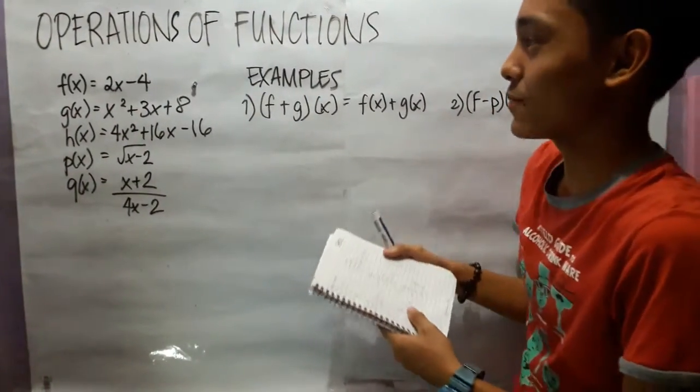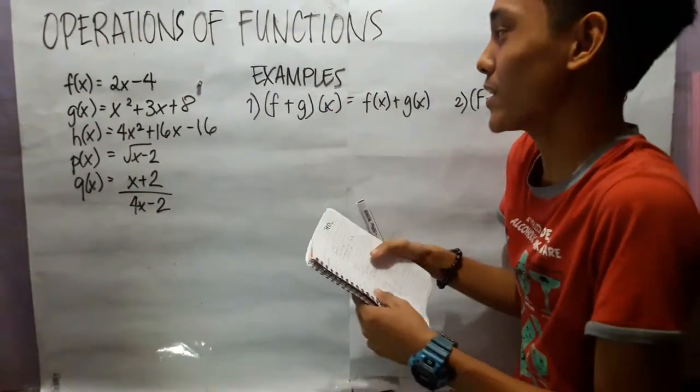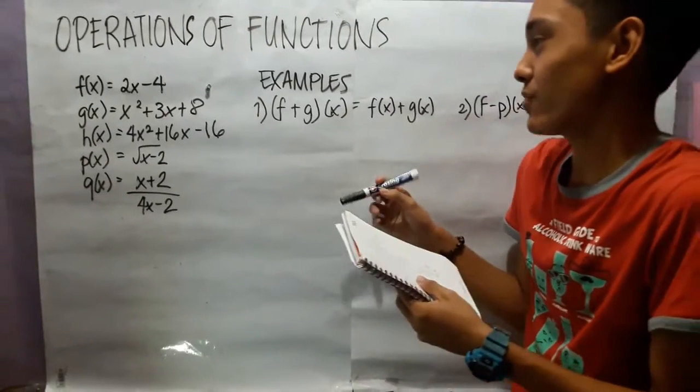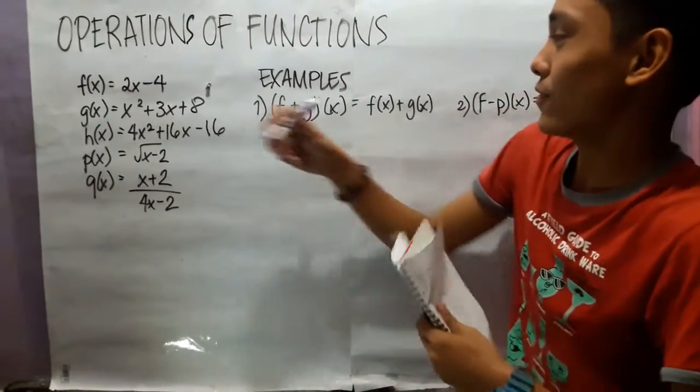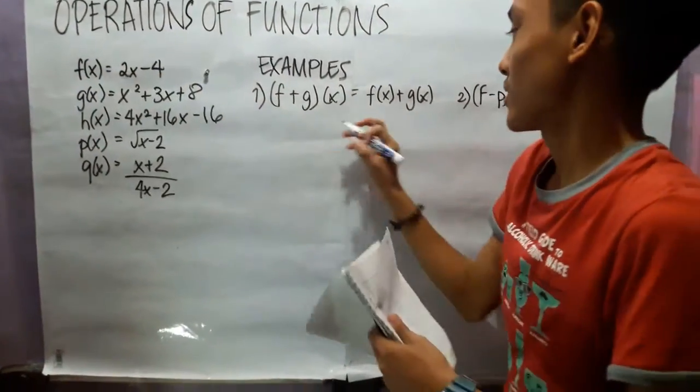Now I have here some examples of operation of functions. Number 1 is f of x plus g of x. Now we're gonna write f of x, which is here.